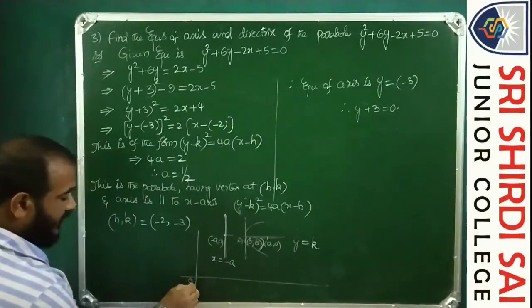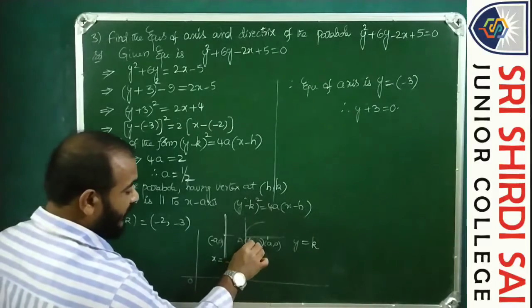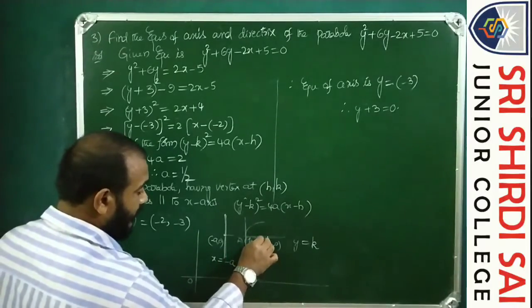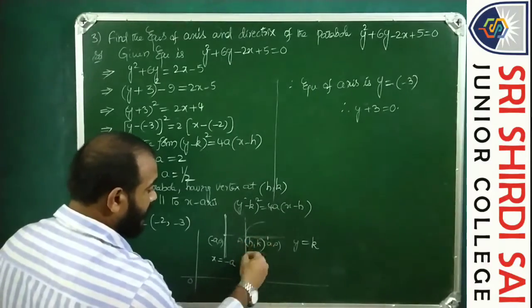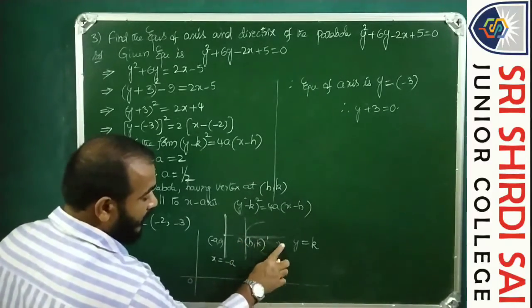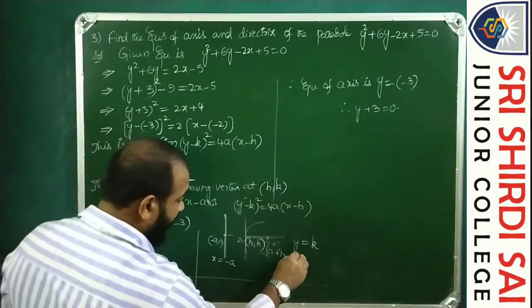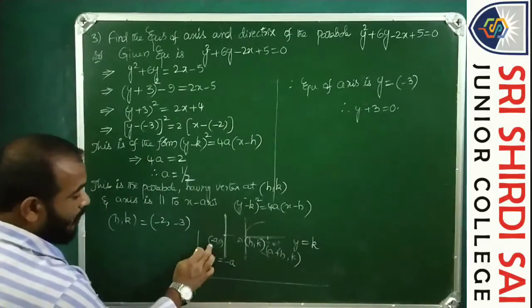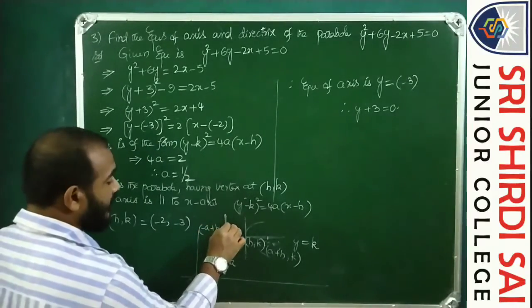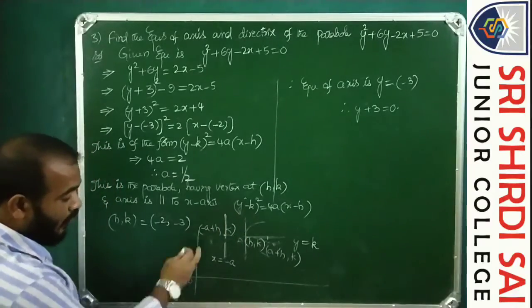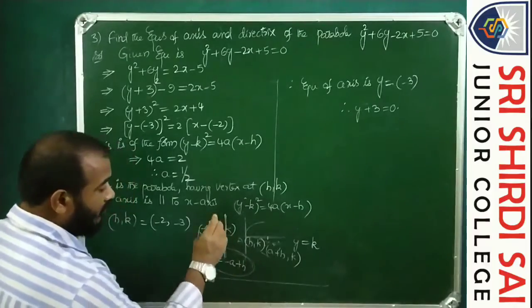Therefore the origin here is shifted to here, so it is no more (0, 0); it is (h, k). Therefore this focus will be (a, 0) actually, this is (a + h, k), and this is how much? (-a + h, k). Now therefore this is x = -a + h. This is what we are looking for.